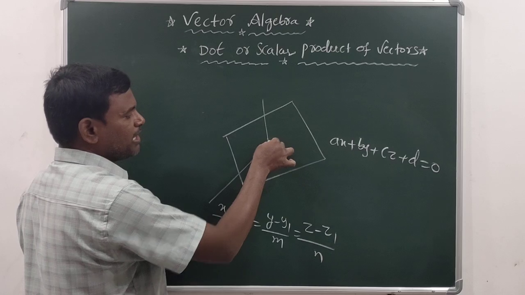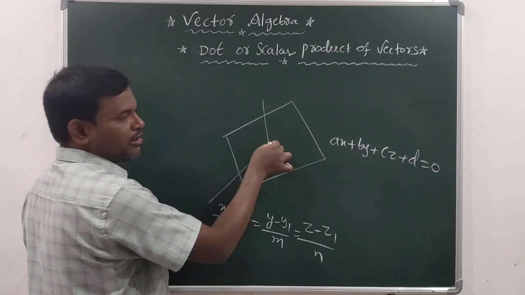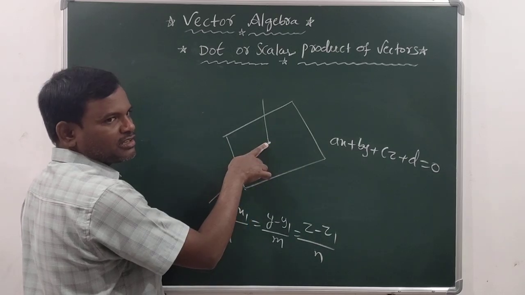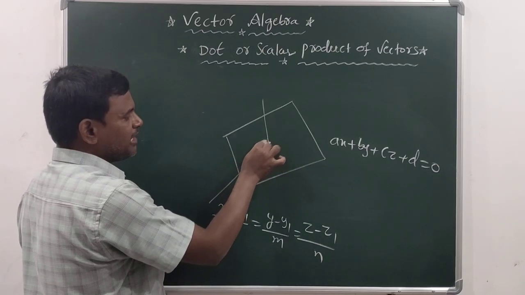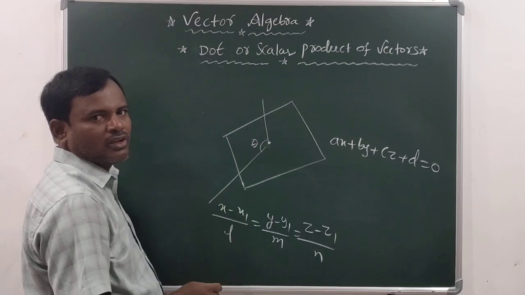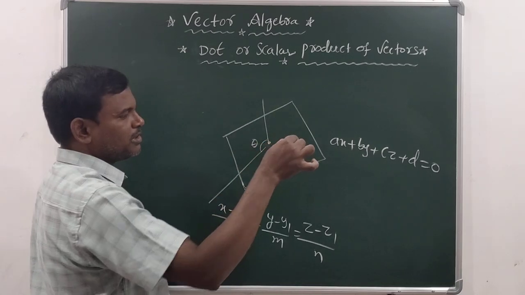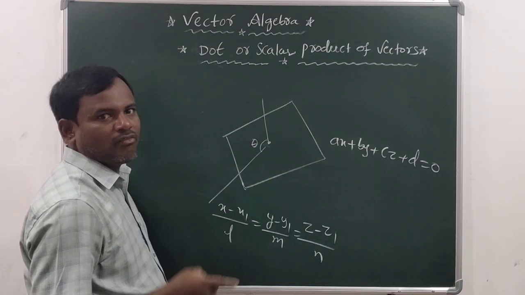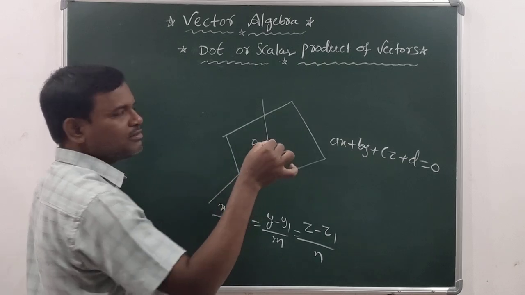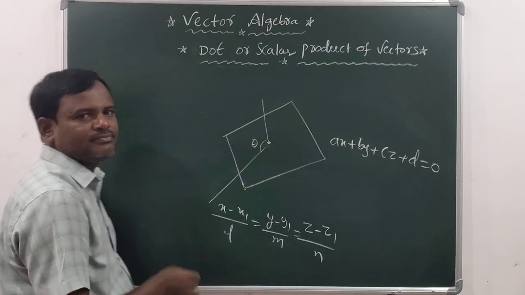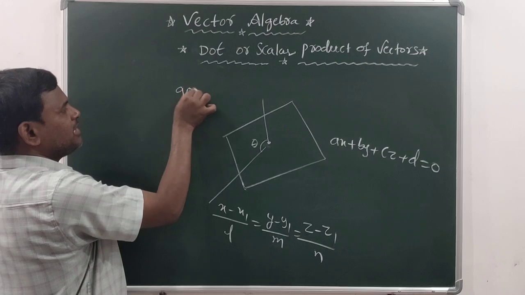Normal to the plane will be like this. Okay, line is moving like this. Now I want this angle. Okay, see, normal. What is the angle between the normal and the line? 90 minus theta you will get.